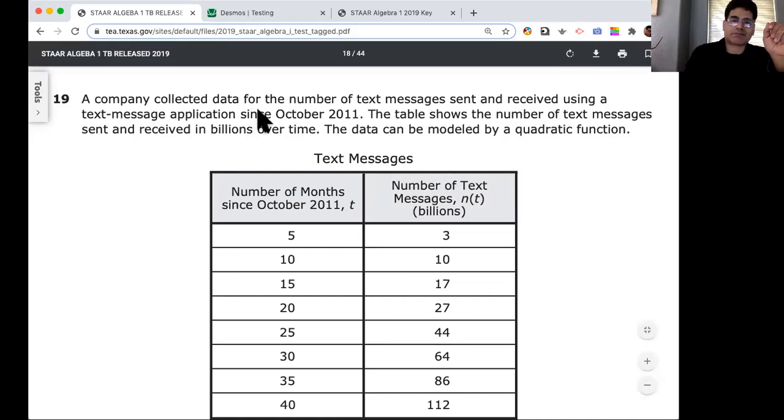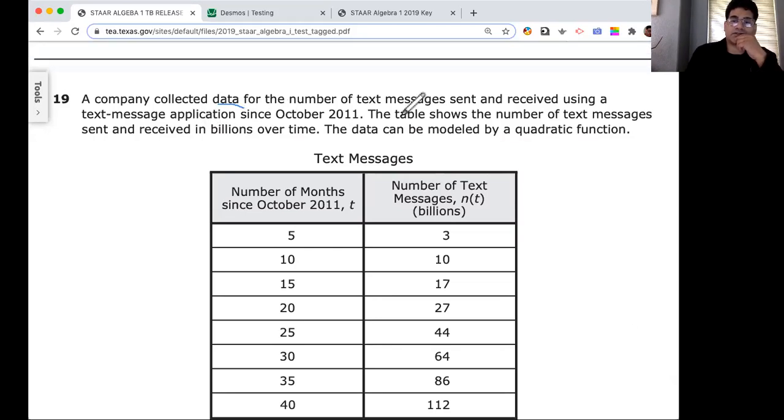So if I have paper, I'm taking notes. So there's data and text messages. And there it is, text messages, sent and received. All right, sent and received. The table shows the number of text messages sent and received over time. So the number of text messages sent and received over time. Okay. So text messages, number of text messages, and time.